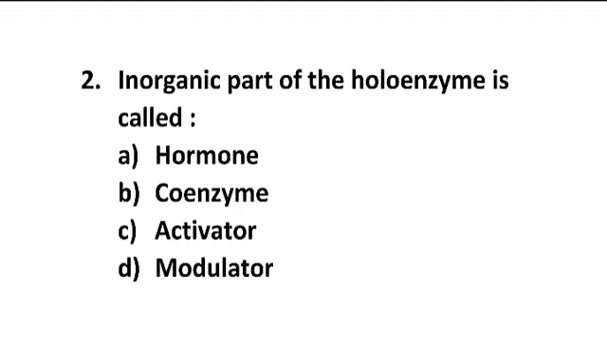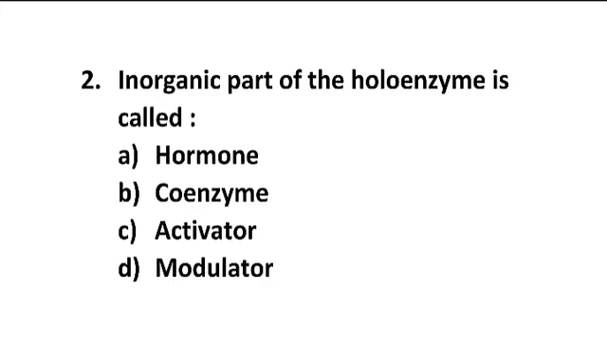So enzyme consists of two parts. One is protein, one is non-protein. Protein part is known as apoenzyme and non-protein part is known as cofactor. These cofactor and apoenzyme together make holoenzyme.